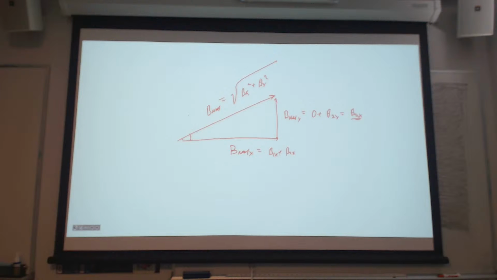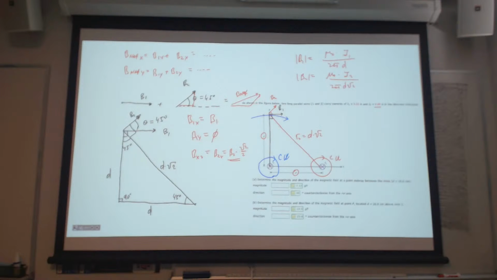And this angle, alpha, you can find it using sine, cosine, or tangent. It's up to you. The result will be the same. This is the strategy. And with your values, you should get your numbers.